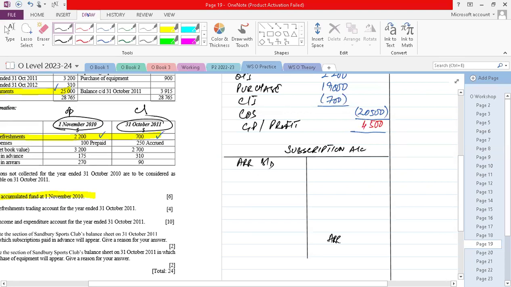Arrears brought down, arrears carried down, advance brought down, advance carried down, subscription received: past, current, next, and there may be a case of irrecoverable debts.